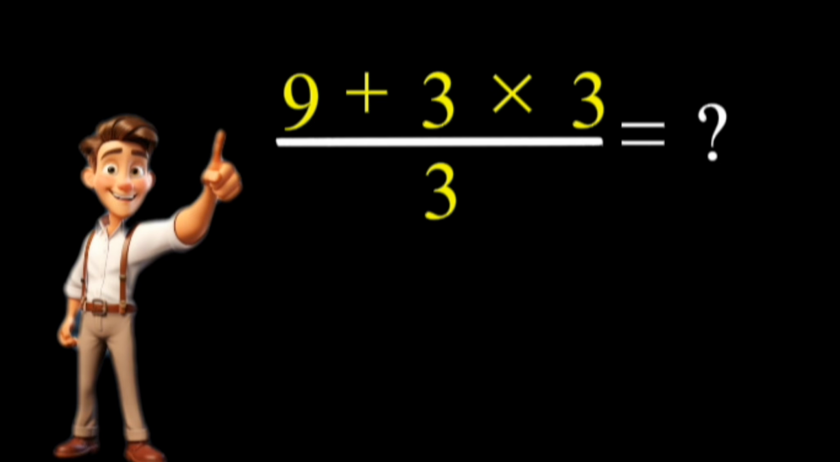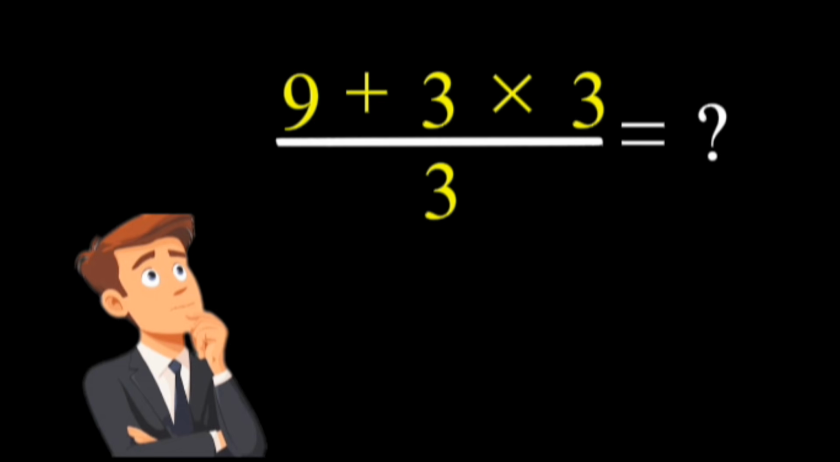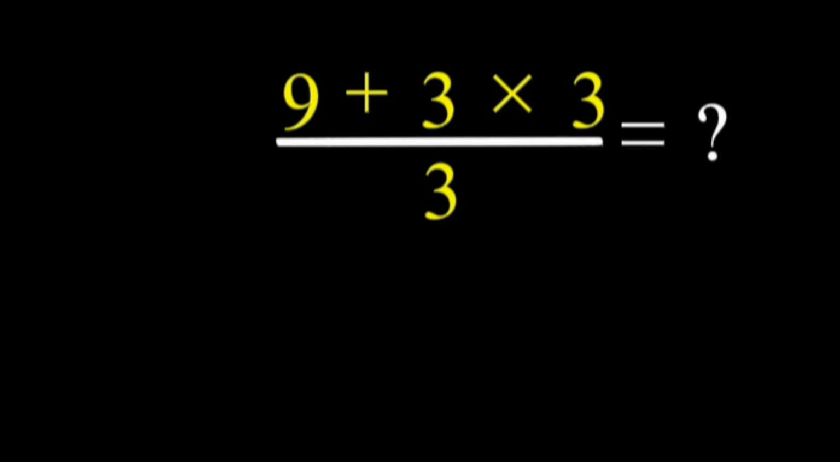Let's take a look at a math problem that seems simple at first, but actually confuses many people. The question is (9 + 3 × 3) / 3. Many people think they can start calculating immediately, and that's exactly where the mistake begins.